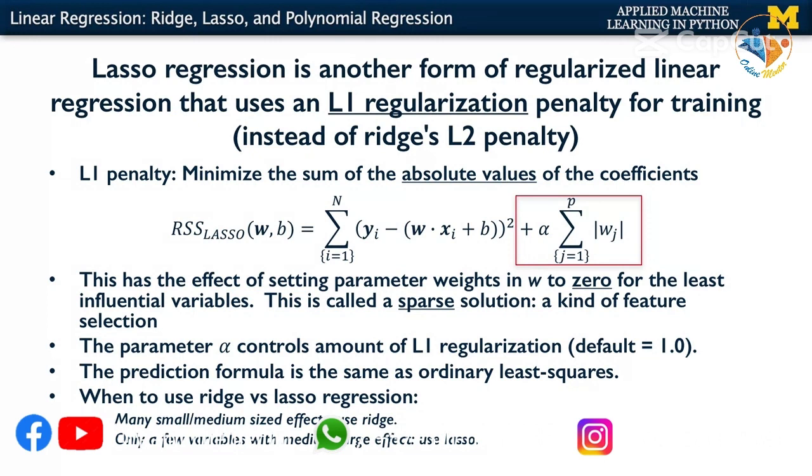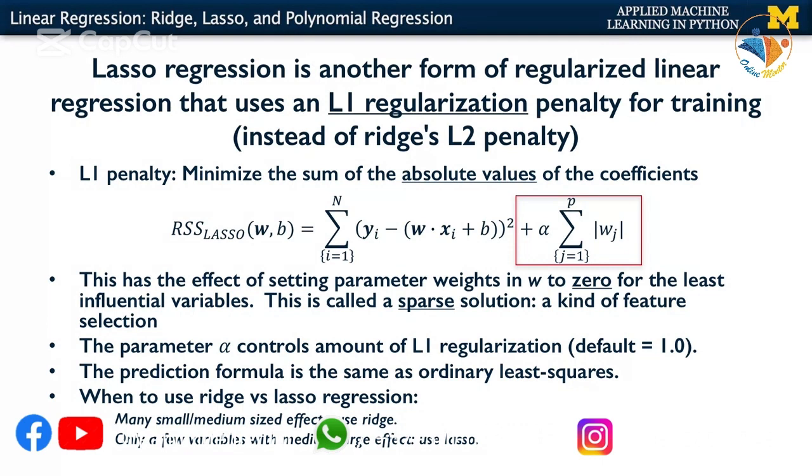This sparse solution, where only a subset of the most important features are left with non-zero weights, also makes the model easier to interpret in cases where there are more than a few input variables. Like ridge regression, the amount of regularization for the lasso regression is controlled by the parameter alpha, which by default is 1.0. Also like ridge regression, the purpose of using lasso regression is to estimate the W and B model coefficients. Once that's done, the prediction model formula is the same as for ordinary least squares. You just use the linear model.